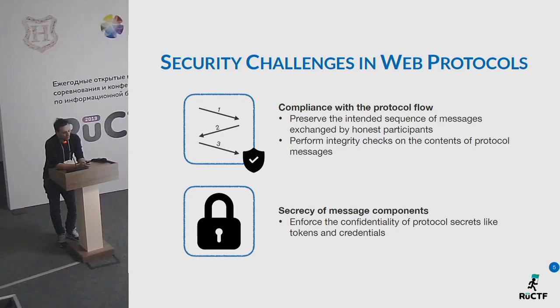So first of all, we have to identify the security challenges that we must face for securing web protocols. Essentially, they are the compliance with the protocol flow. That is, we want to preserve the intended sequence of messages that are exchanged by honest participants. And moreover, we want to perform some kind of integrity checks on the contents of the protocol messages. And second, we want to ensure the confidentiality of some message components like credentials or tokens, or anything that in any case must be protected and revealed only to the intended parties.